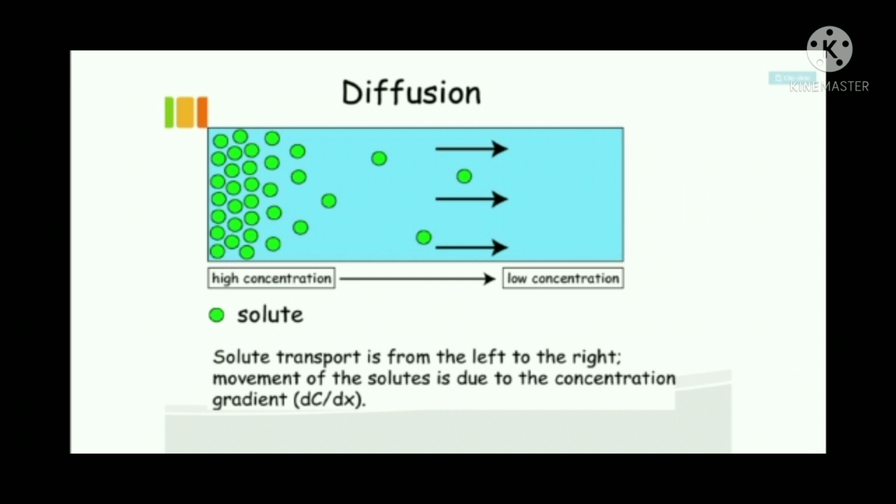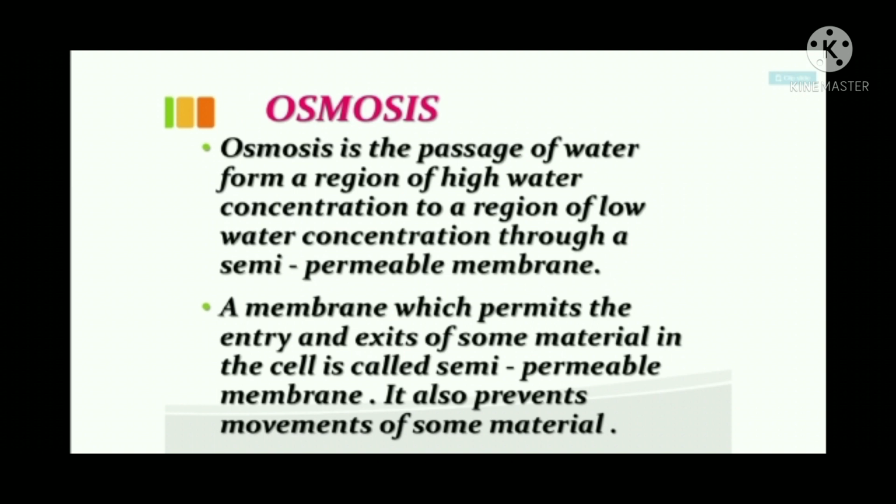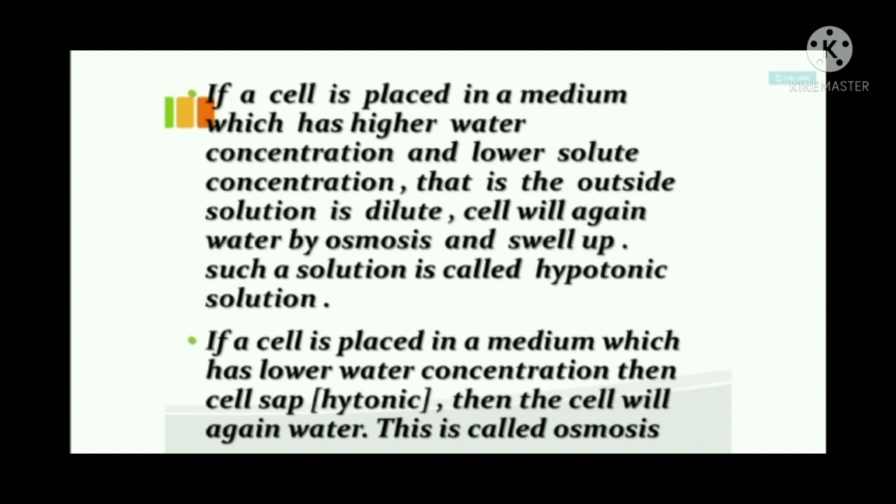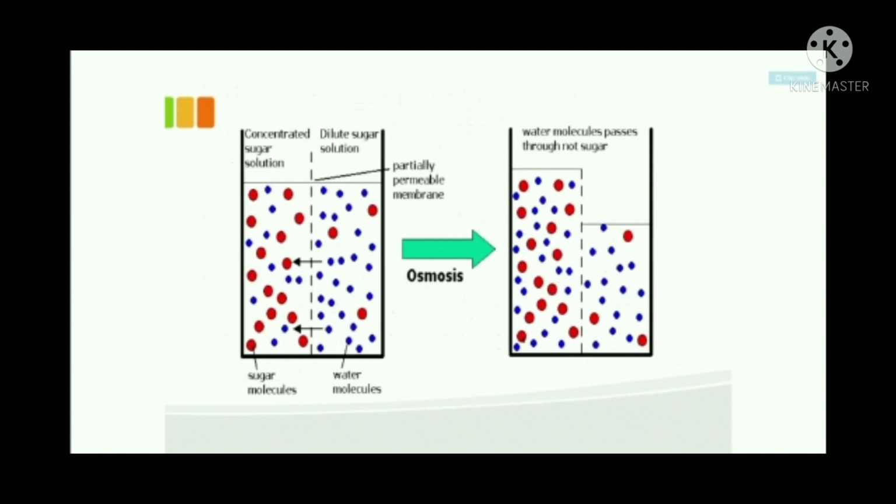Osmosis. What is osmosis? Osmosis is the passage of water from a region of high water concentration to a region of low water concentration through a semi-permeable membrane. It is called osmosis. You can see here the osmosis diagram.